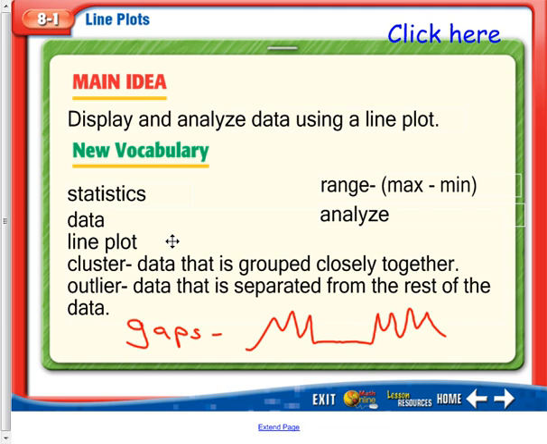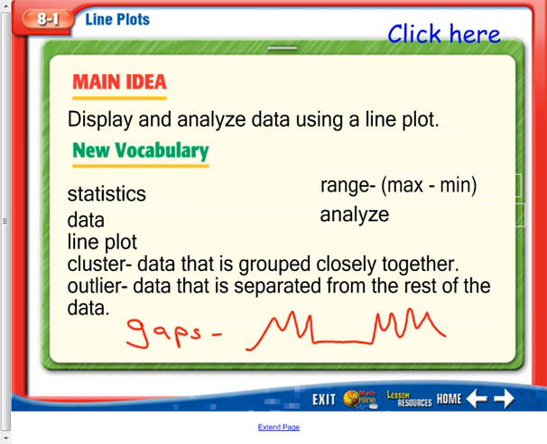Lesson 8-1, we're going to be talking about line plots. So display and analyze data using a line plot. Statistics can be used on basically any type of data that we can collect, whether that be a basketball game, a football game, a volleyball game, or at a grocery store, they can keep track of how many people buy a certain type of product.